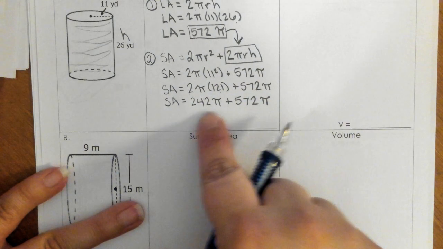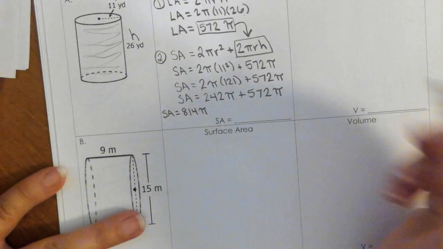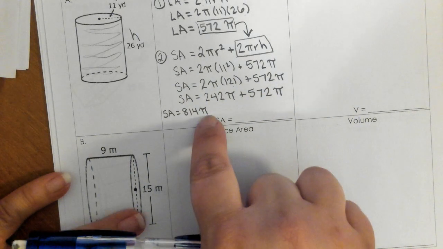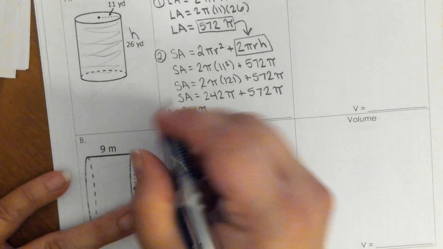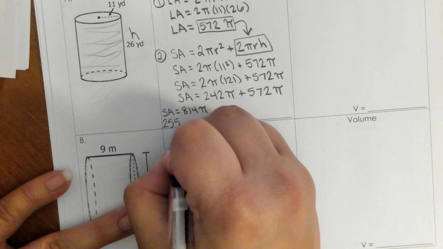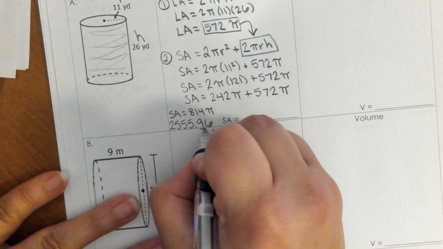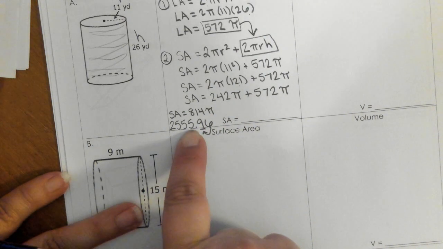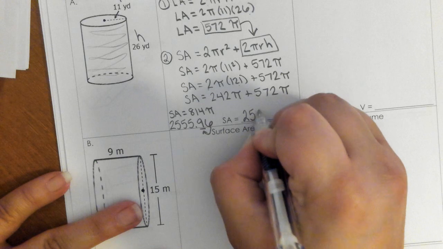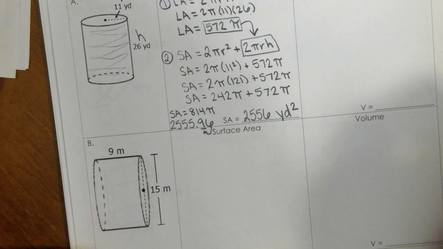Now, I add the two like terms together, giving me 814 pi. Now I can say, okay, pi is 3.14. So 814 times 3.14 gives me 2,555.96. The 6 makes the 9 go up to 10, changing that last 5 to a 6 now. All right, so that was your surface area.